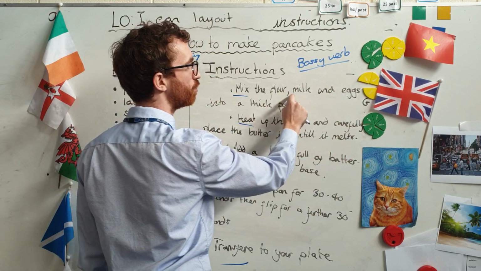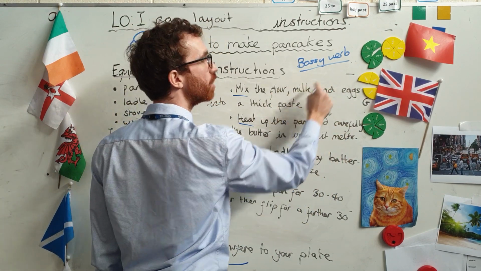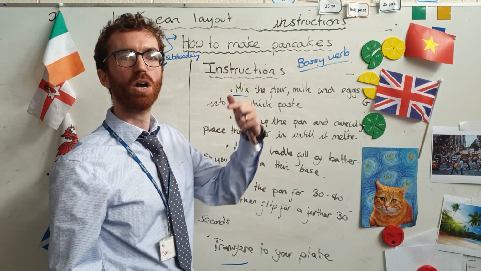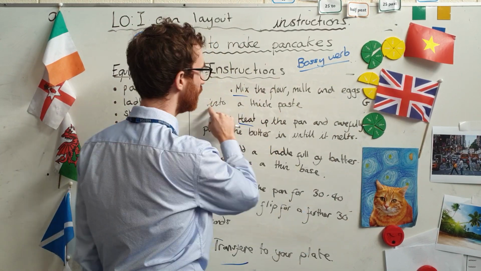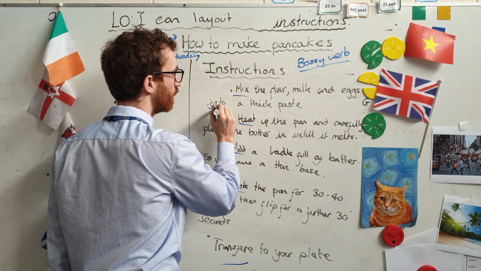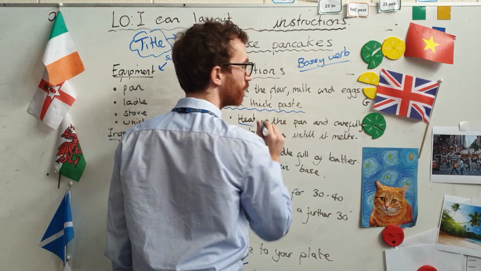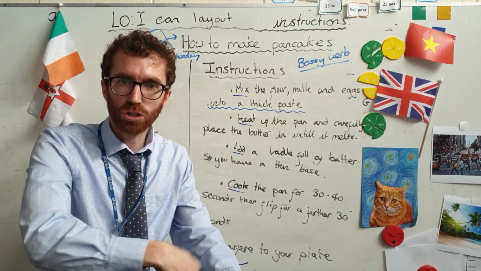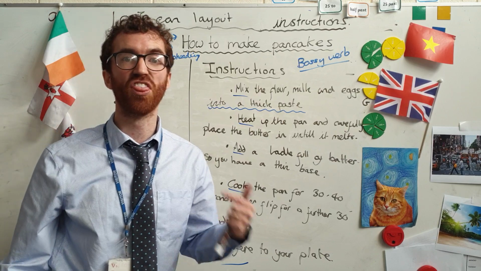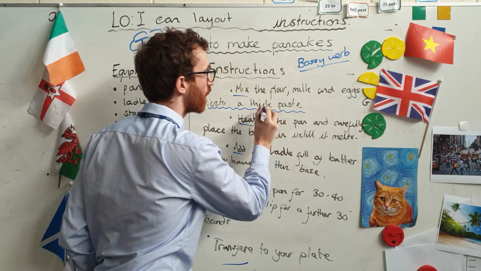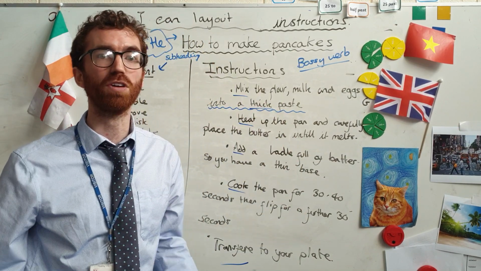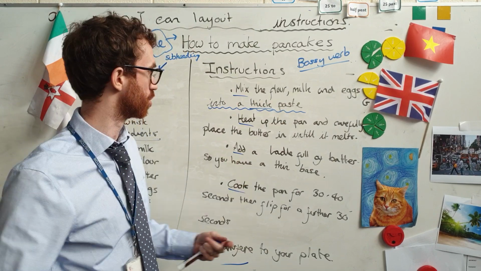Okay, notice I've used a comma here. I don't go flour and milk and eggs. Okay, flour, comma, milk, and eggs into a thick paste. I'm adding a little bit of extra detail because the people are going to need to know, do I just mix it once, twice? No, I'm going to wait until it's a thick paste. Not just a paste, but a thick paste. Can you see how I'm using those adjectives to enhance my instructions?